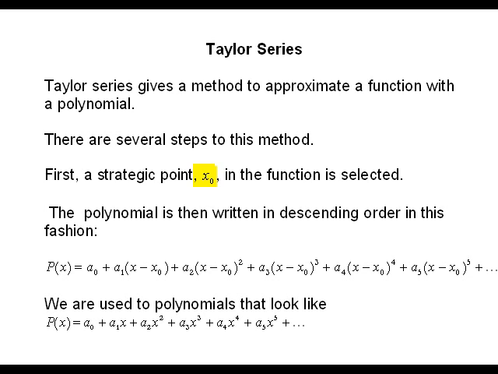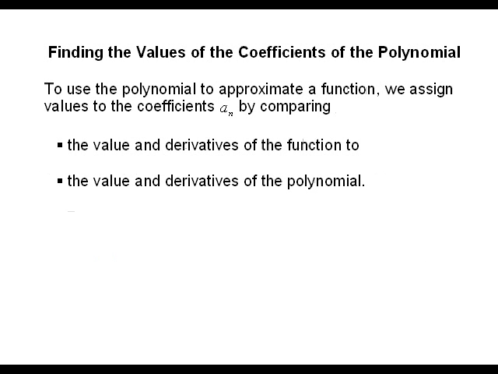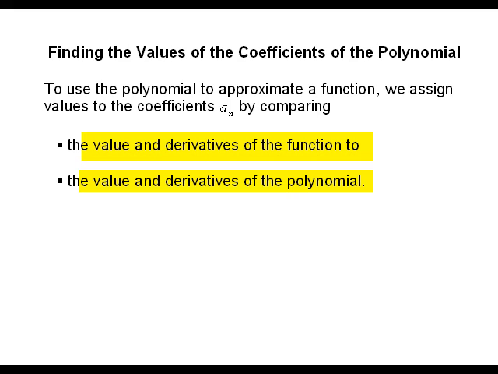So what do we have to do to make this polynomial match up with the function? We have to pick values for a0, a1, a2, a3, and so on. Now we have a scheme for picking those values that works really well. Here is the scheme. We assign values to the coefficients by comparing the values and derivatives of the function to the values and derivatives of the polynomial.